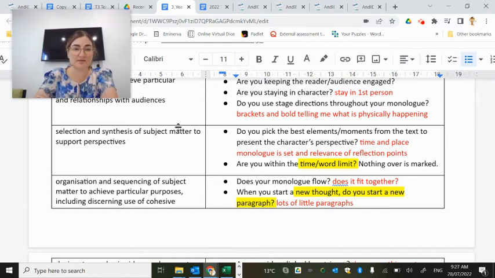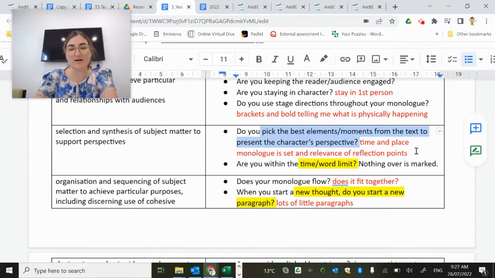Have you picked, so selection and synthesis of subject matter, have you picked the best moment in time to present your character's perspective? So remember, your character is on their own. It's a thinking point for them. It's a reflective point for them. It's not in the middle of a conversation or in the middle of something happening. It's when they are by themselves and they've got time to think and reflect, right?